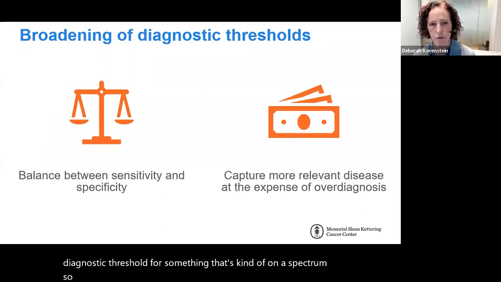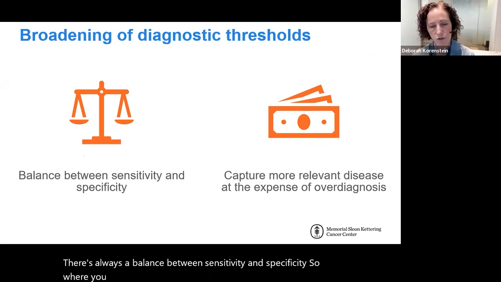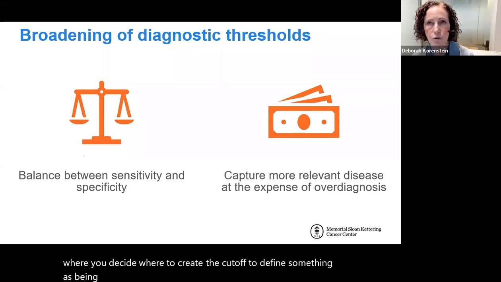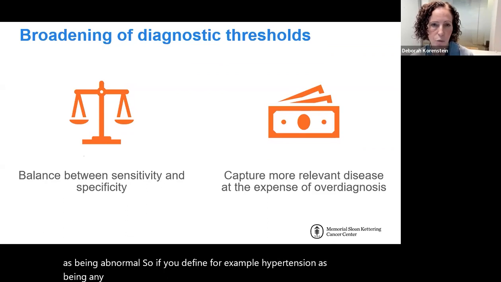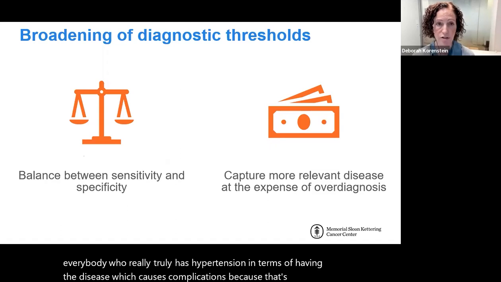So whenever you have a diagnostic threshold for something that's kind of on a spectrum, so think about the diagnosis of hypertension or diabetes or even chronic kidney disease, there's always a balance between sensitivity and specificity. So where you decide to create the cutoff to define something as being abnormal. So if you define, for example, hypertension as being any blood pressure over 130 over 80, you're going to catch everybody who really truly has hypertension in terms of having the disease which causes complications, because that's what we really care about with hypertension, right?